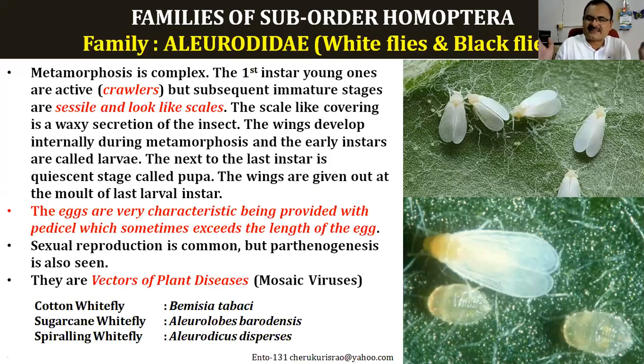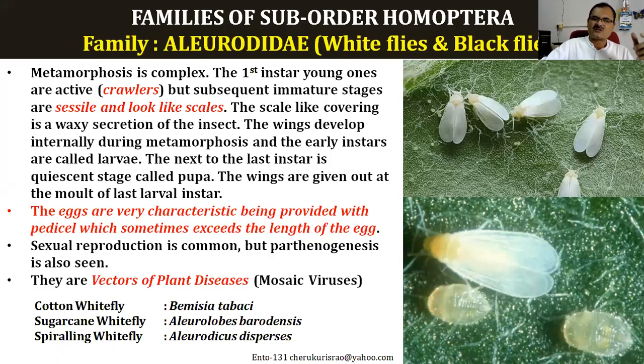They are busy sucking the sap. Otherwise, they don't have any job. They don't move at all. Because they are sessile, they look like a scale kind of material, similar to the scales, Coccidae. So here also the first instars are crawlers. They keep on moving, they find a wonderful place, and then once they moult to the second instar, they lose the legs and become sessile. They don't move at all. So this kind of complex metamorphosis is present in Aleyrodidae, similar to the Coccidae.